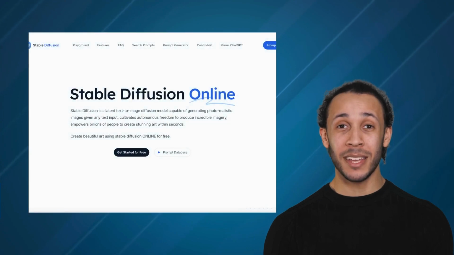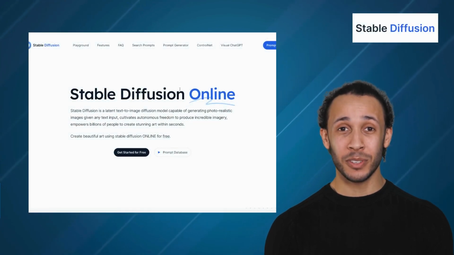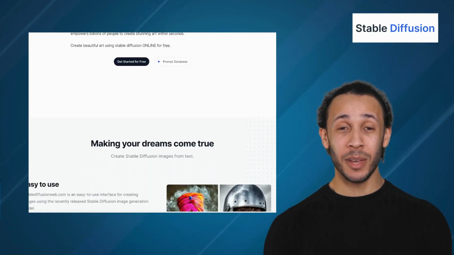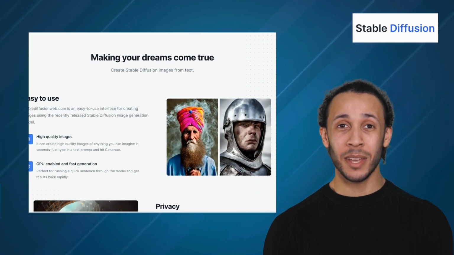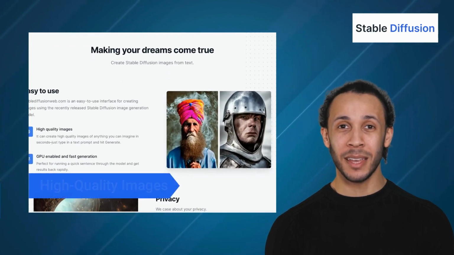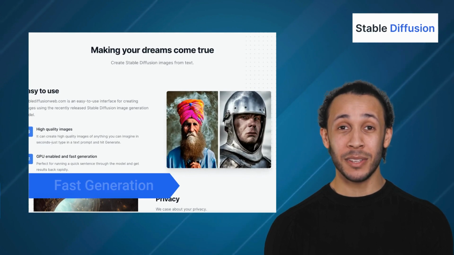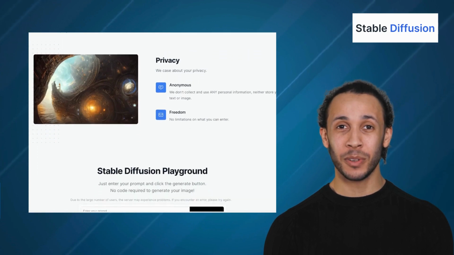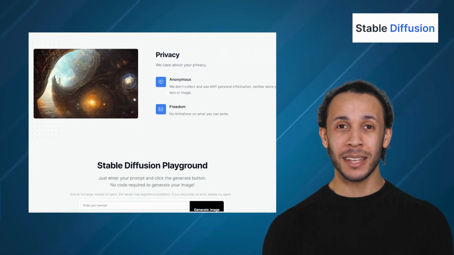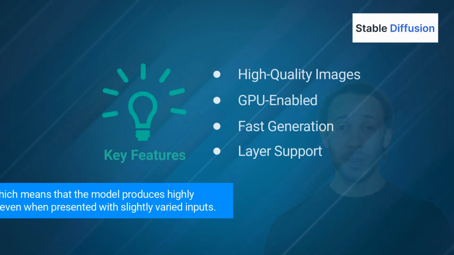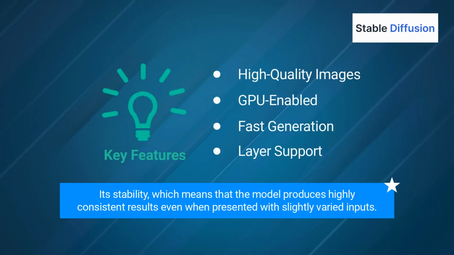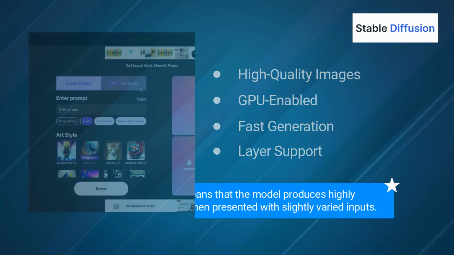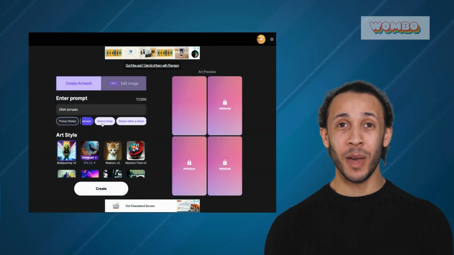The first alternative is Stable Diffusion. Stable Diffusion is a state-of-the-art generative model that can convert any textual input into a highly realistic image output. It has several key features including high-quality images, GPU-enabled, fast generation, and layer support. This latent text-to-image diffusion model enables users to produce stunning visuals by feeding descriptive sentences into the algorithm. Its standout feature is its stability, which means that the model produces highly consistent results even when presented with slightly varied inputs.